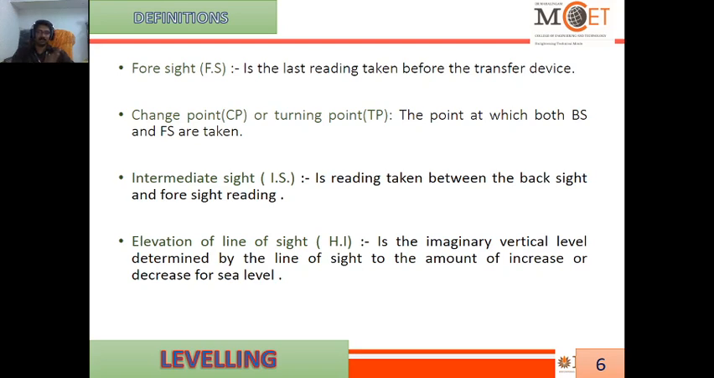sight, right? The elevation of line of sight, height of instrument or HI, is the imaginary vertical level determined by the line of sight, the amount of increase or decrease from sea level, right? This will be explained in later videos, right?